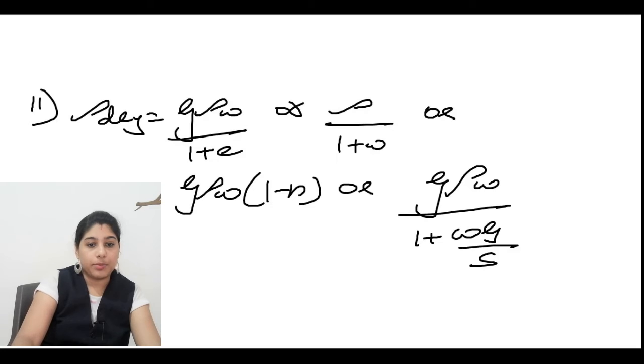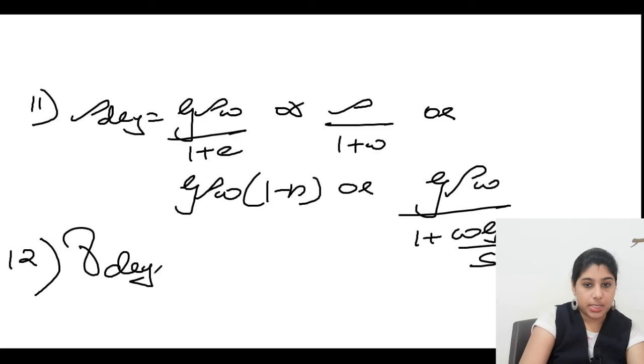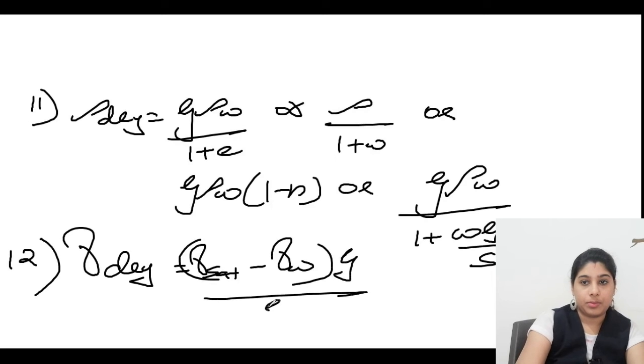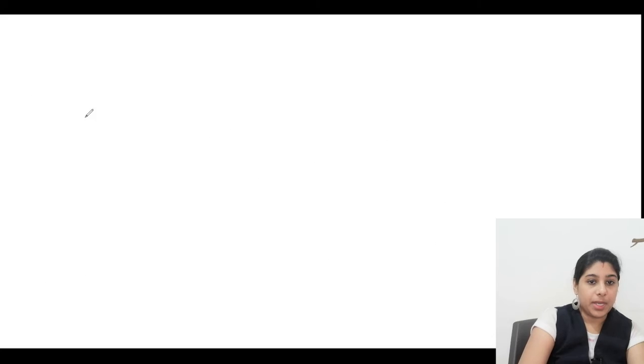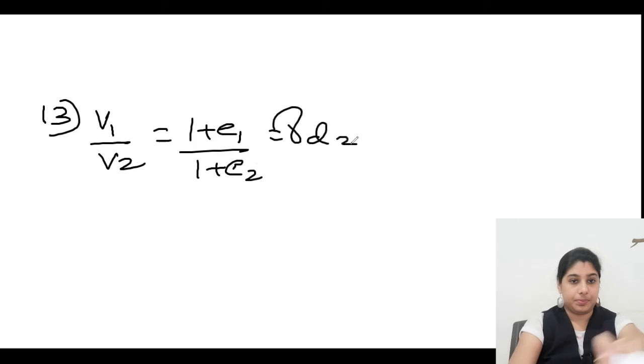Now most important you have to remember, dry density will be (gamma saturated minus gamma_w) into G by (G minus 1). And this is most important. V1 by V2 will be the ratio of (1 plus e1) by (1 plus e2), and will be gamma_d2 by gamma_d1.